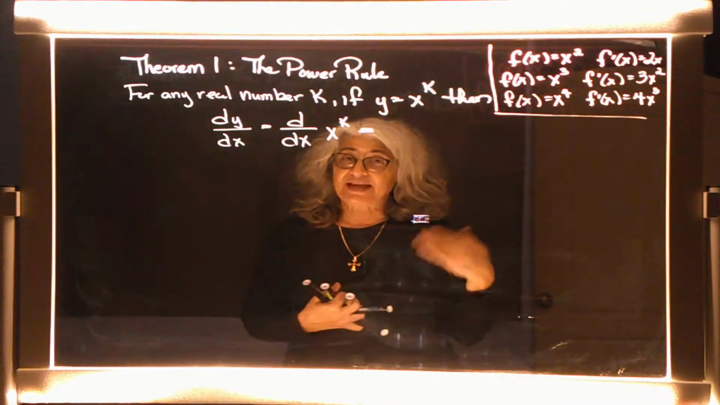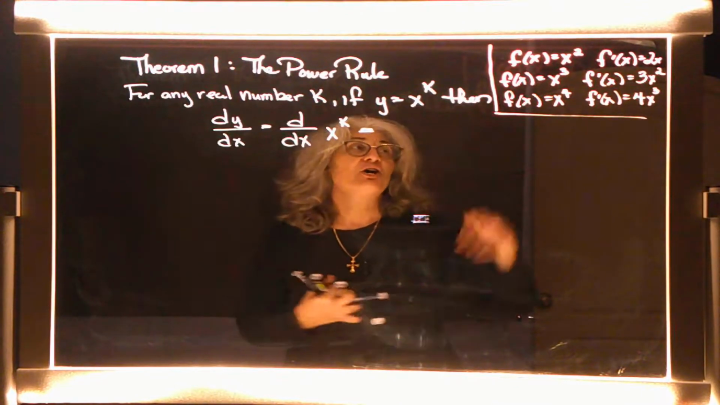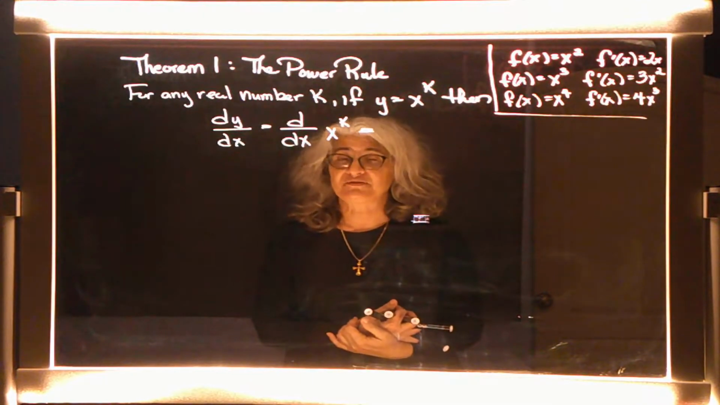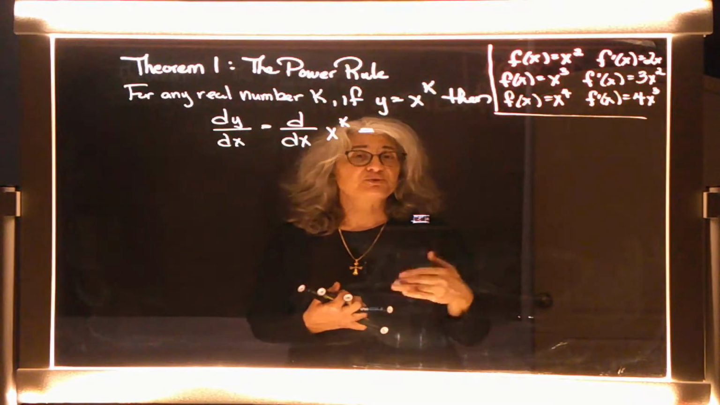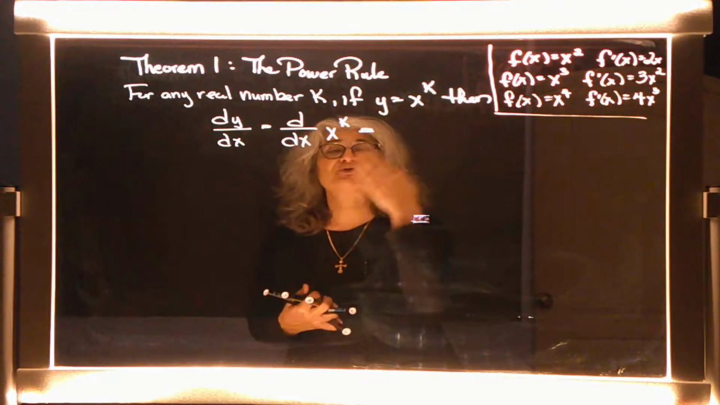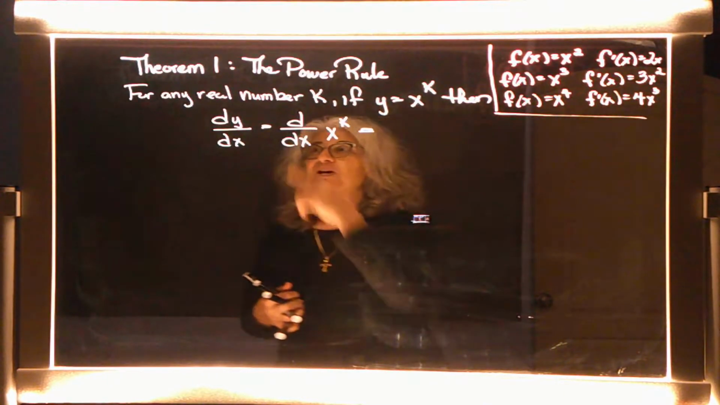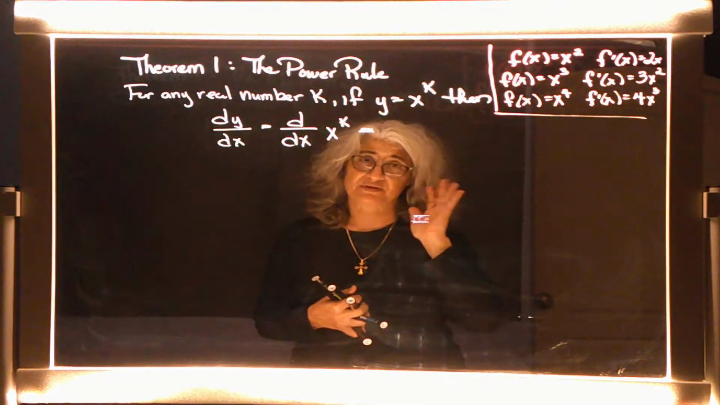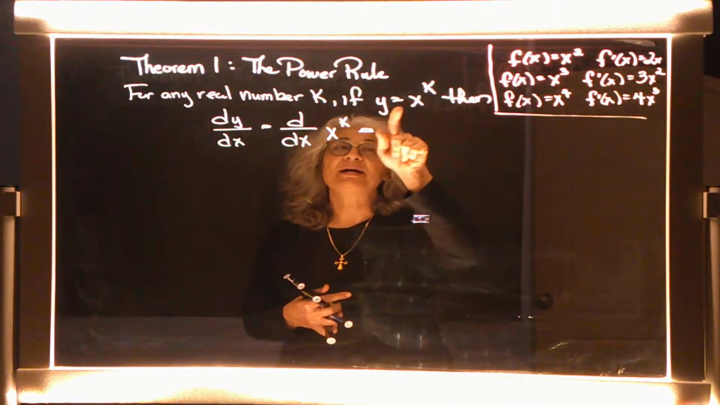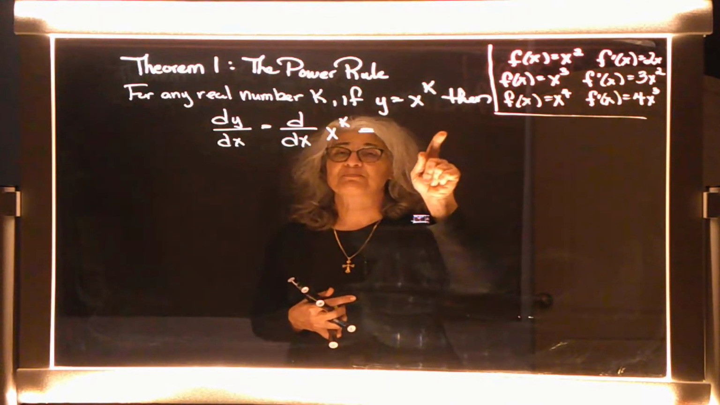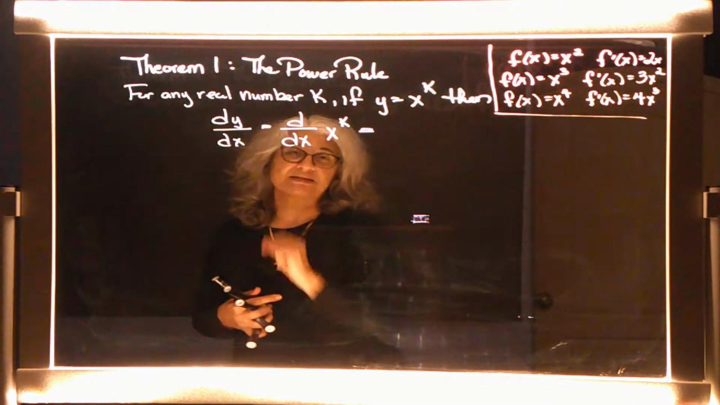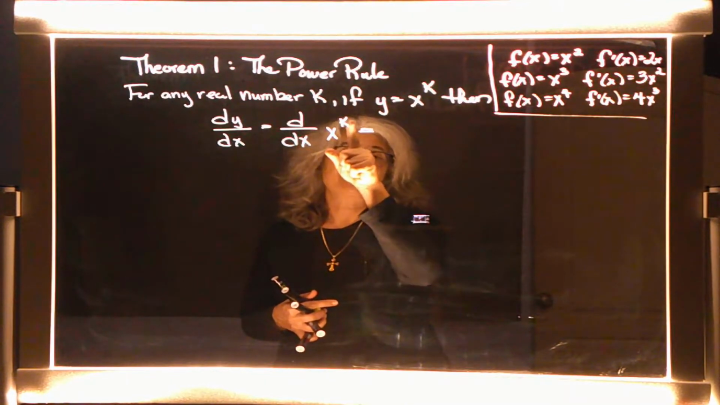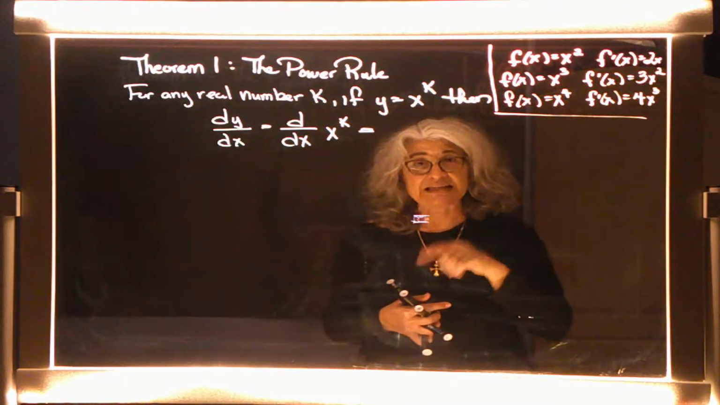Okay, so based on those last 3 examples that I gave us, which I rewrote here, the first theorem, known as the power rule, actually develops. This helps us to take the derivative of x to a power. So let's look at the theorem. For any real number k, so that means fractions, decimals, negatives, okay? If y equals x to the k, then the derivative of y with respect to x. Another way to write that is the derivative of x to the k with respect to x is equal to.